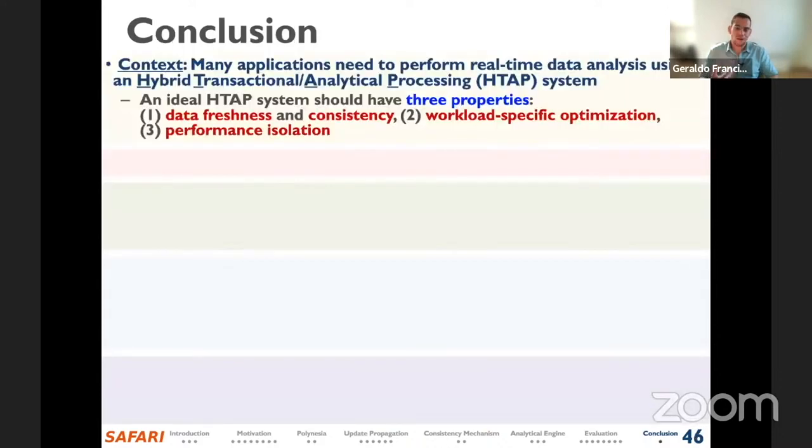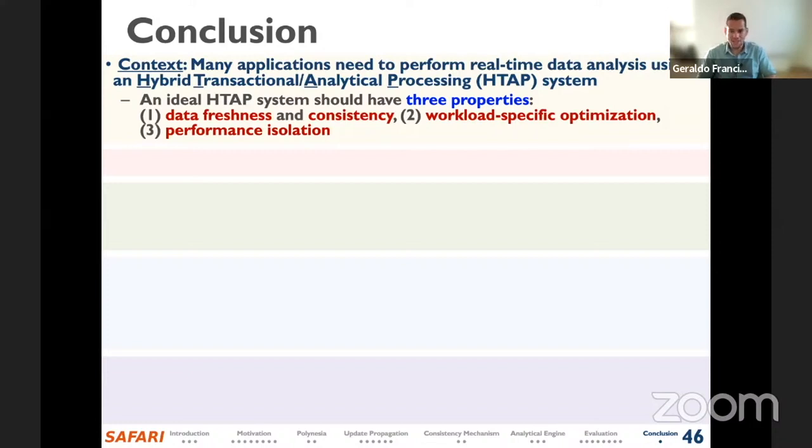As we saw in this presentation, many applications today need to perform real-time data analysis, meaning that they need to execute data analysis with the most recent version of the data. Such applications often use a hybrid transactional analytical processing system, or an HTAP system. An ideal HTAP system should provide three key properties. First, it should provide data freshness and data consistency. Second, it should allow for workload-specific optimizations. And third, it should provide performance isolation to transactional and analytical workloads.